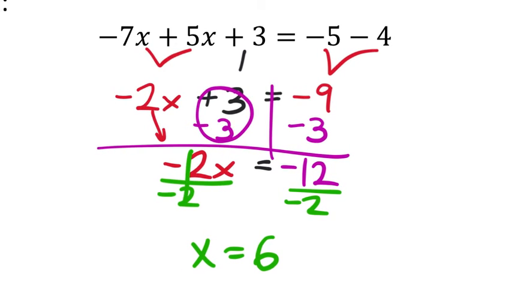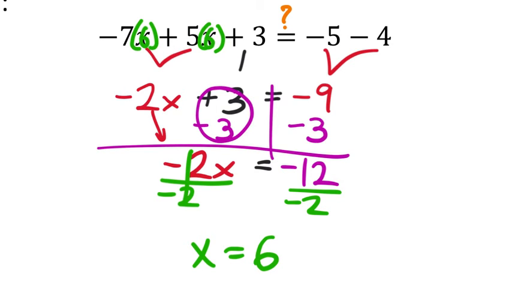Now, as usual, I'm going to go back and check. So I'm going to replace these x's with a positive 6. And my question mark over the equal sign means that I'm checking to see if this is true. Now, I've already done the right side with the calculator. Negative 5 minus 4, we got negative 9. So when I replace these x's with 6's, I should get a true statement right there, okay?